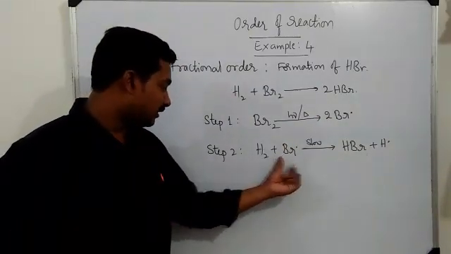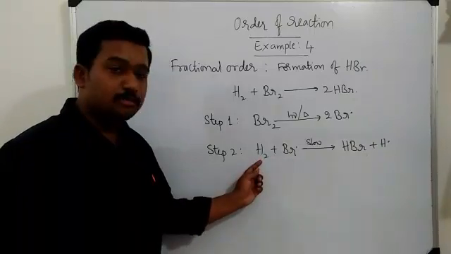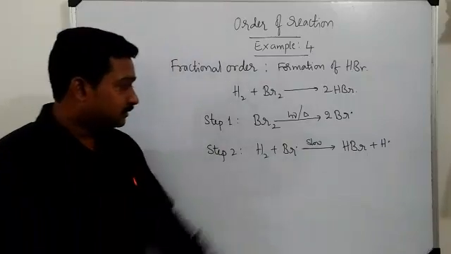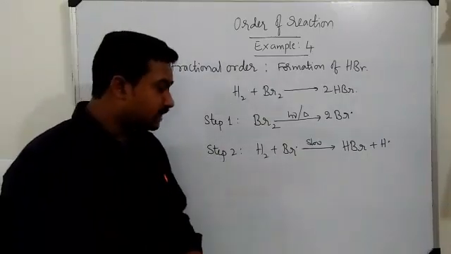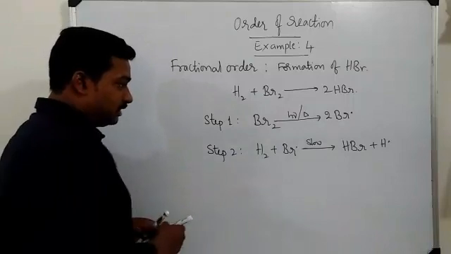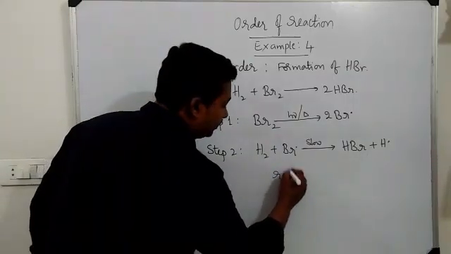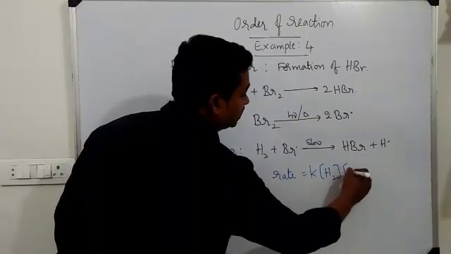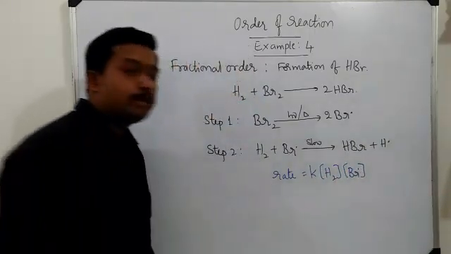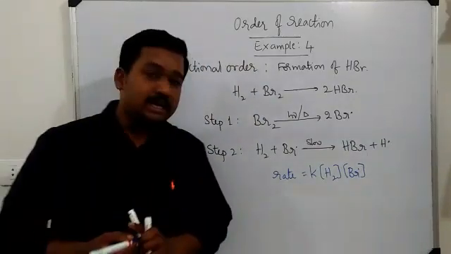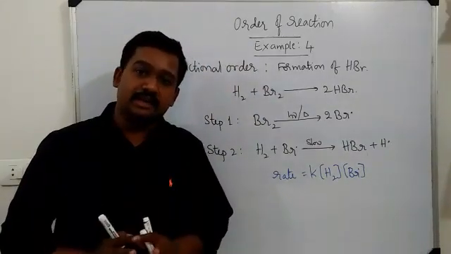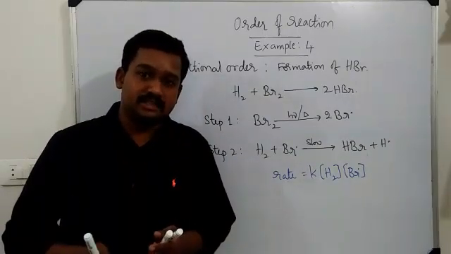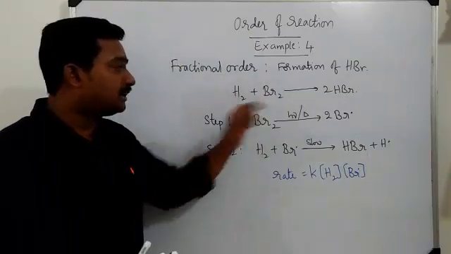That bromine free radical in step 2 reacts with the hydrogen molecule to give HBr and a hydrogen free radical. This is the slow step. Now on applying the law of mass action to the slow step, we get that rate is equal to K into concentration of H2 into concentration of Br dot, that is the bromine radical. But bromine radical is a reaction intermediate. So while representing the rate equation, we do not consider intermediates. Instead, we go for only reactants.